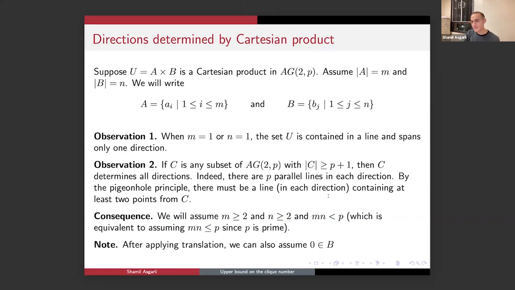And also, we're going to make a slightly simplifying assumption, which is that we can always translate one of the sets. And that doesn't really do anything. And so we might as well assume that 0 is in B. So it turns out that assumption can help in the proofs.